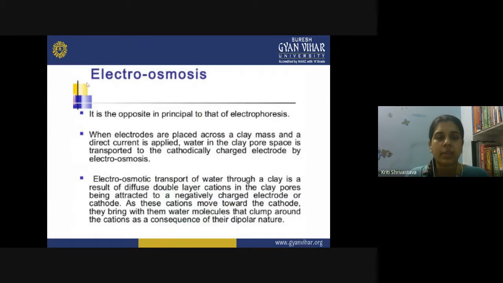The second important property is electroosmosis, and it is opposite in principle to that of electrophoresis. When electrodes are placed across a clay mass and a direct current is applied, water in the clay pore space is transported to the cathodically charged electrode by electroosmosis. If you know what osmosis is, then you can easily understand electroosmosis. Electroosmosis is just like osmosis, but here we have applied an electric field.